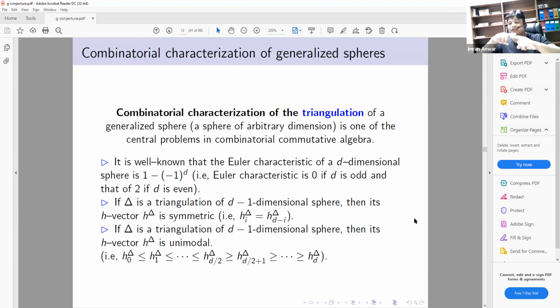Again, unimodal means the sequence rises and then goes down. And again, your binomial coefficients satisfy this unimodality property. And you can see that these two results, which are mentioned at the bottom, are regarding the H vector. The F vector's importance is already entertained in the Euler characteristic. The rest of the theory is regarding the H vector, and the H vector satisfies these kinds of properties.